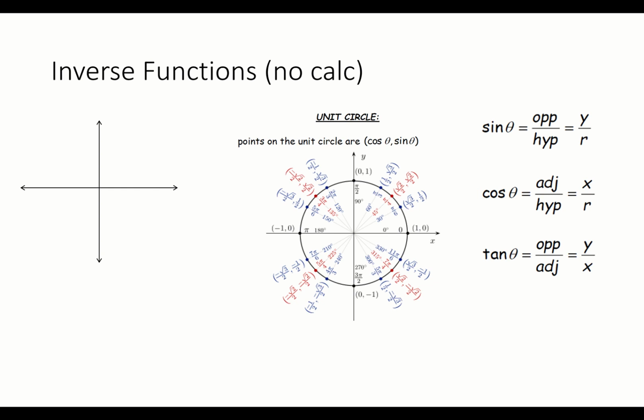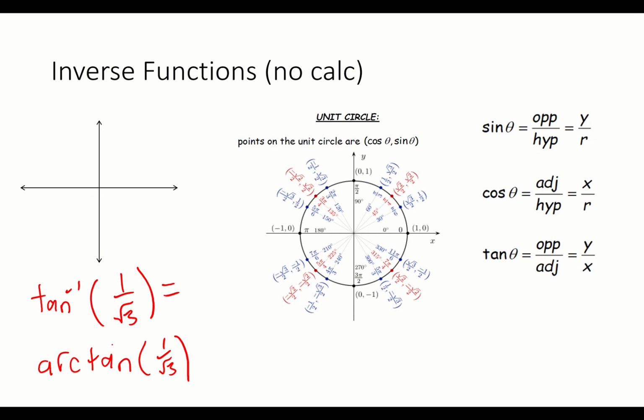Last but not least, you have to know how to evaluate inverse trig functions without a calculator, using the unit circle and your knowledge of the trig functions. So let's say we had to evaluate something like the inverse tangent of 1 over root 3. Notice that's the same, just notationally. You could have also said, what's the arctan of 1 over root 3? The arctangent function is the inverse tangent function. They're the exact same thing. So whether you say tan inverse of 1 over root 3 or the arctangent of 1 over root 3, those are the same.